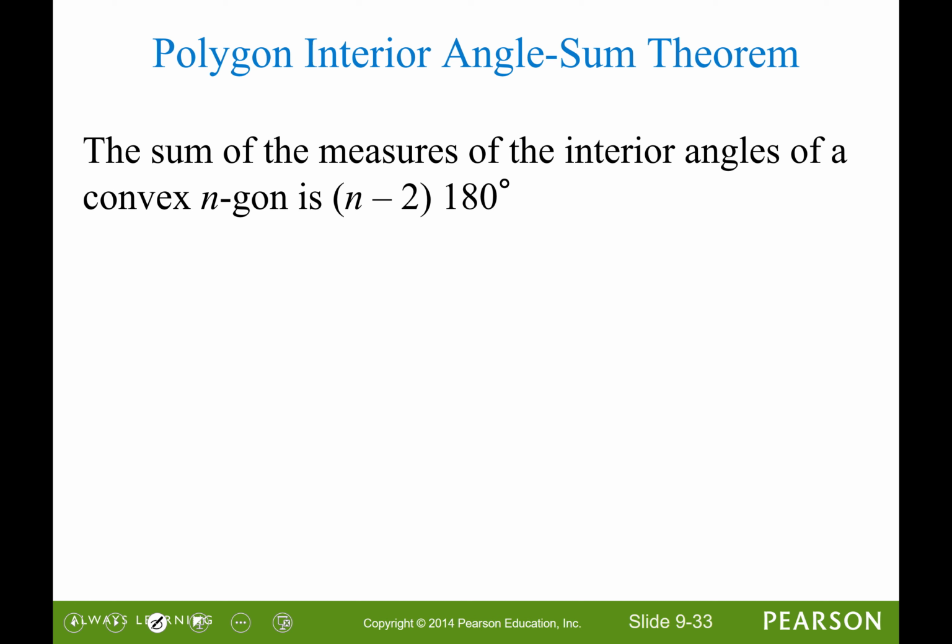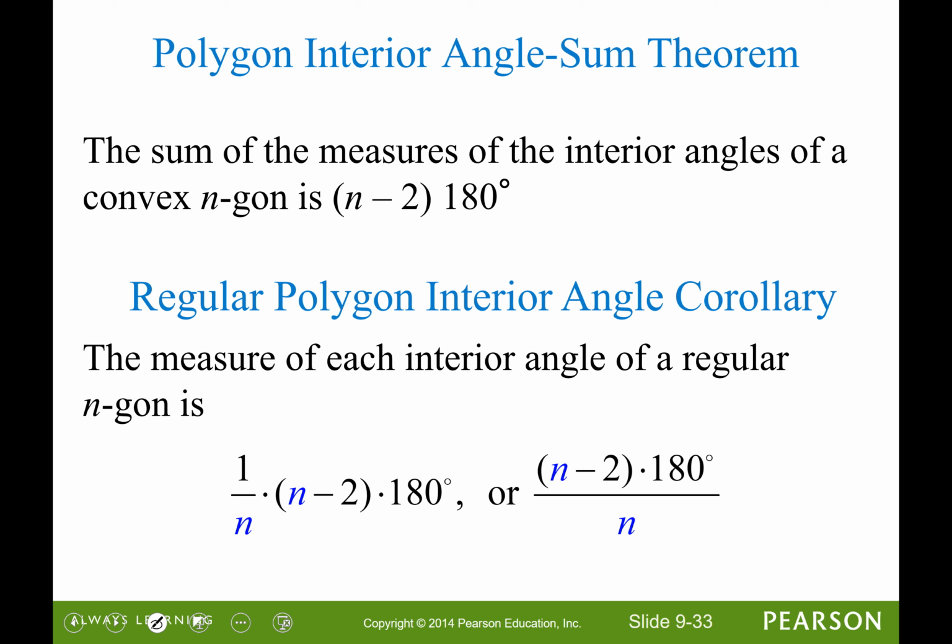Starting with the Polygon Interior Angle Sum Theorem. The sum of the measures of the interior angles of a convex n-gon is equivalent to n, then you subtract 2 from that, you multiply that total by 180 degrees.